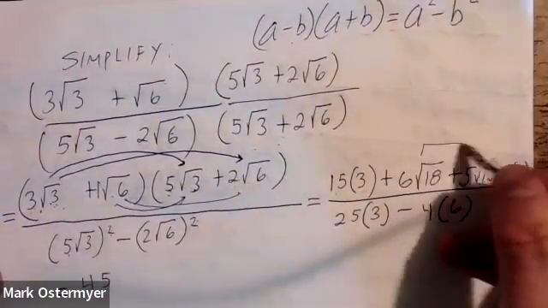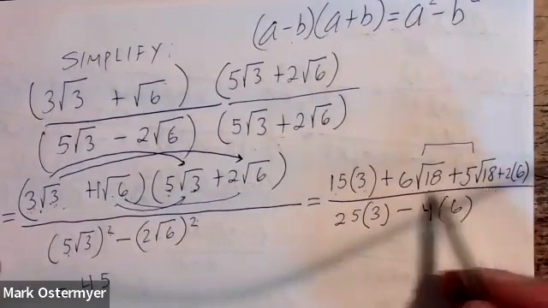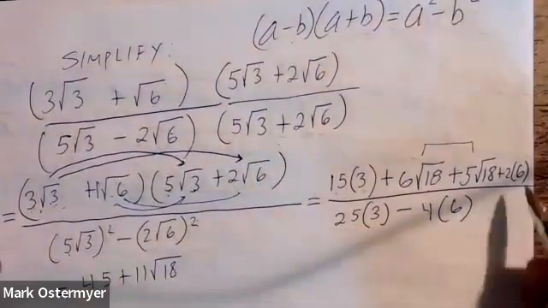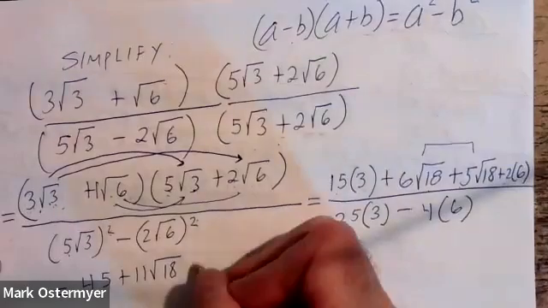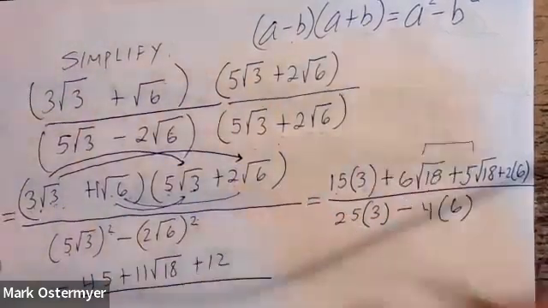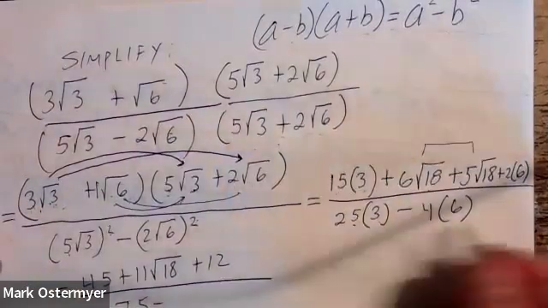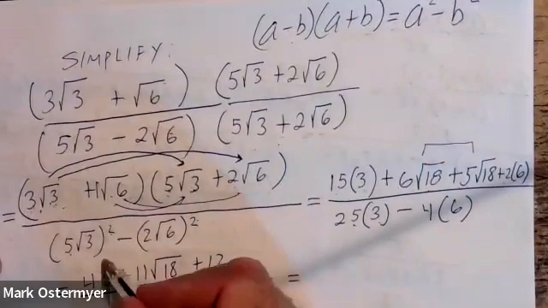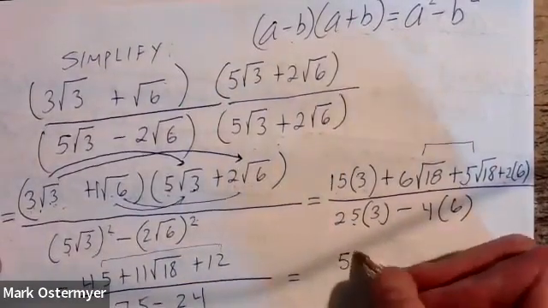These are like radicals. These combine. So 6 square root of 18 plus 5 square root of 18 is 11 square root of 18. Plus 12 at the end. And this sits over 25 times 3, which is 75, minus 24. Further simplification, 45 plus 12 adds up to give us 57.